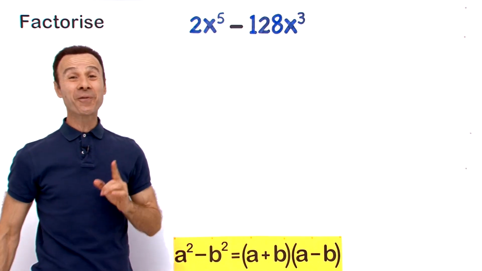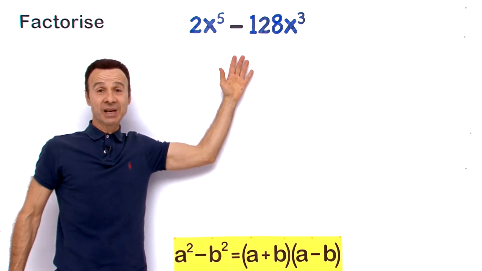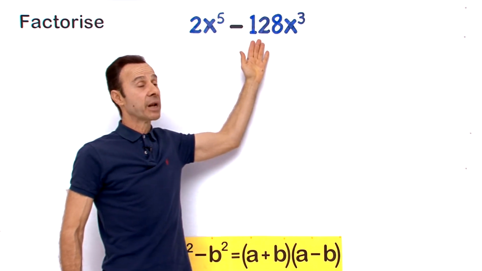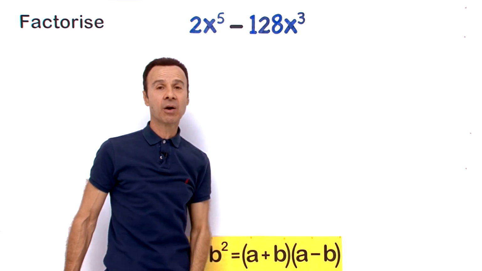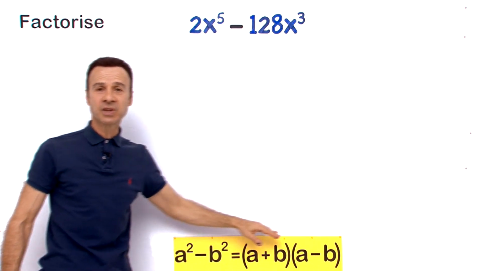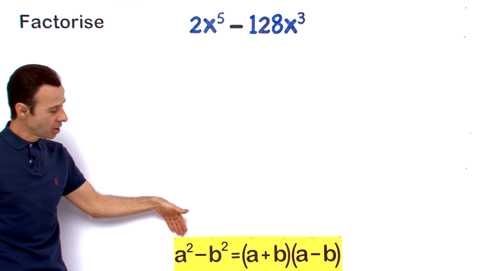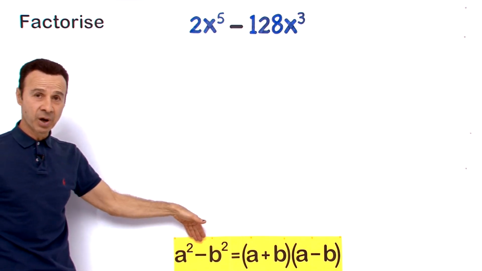All right, let's fully factorize the following expression. It has two terms. We have 2x to the power of 5 minus 128x to the power of 3. We're going to put it into this format here. It's called the difference of two squares. That's where you have two terms, and they're both square, a squared minus b squared.